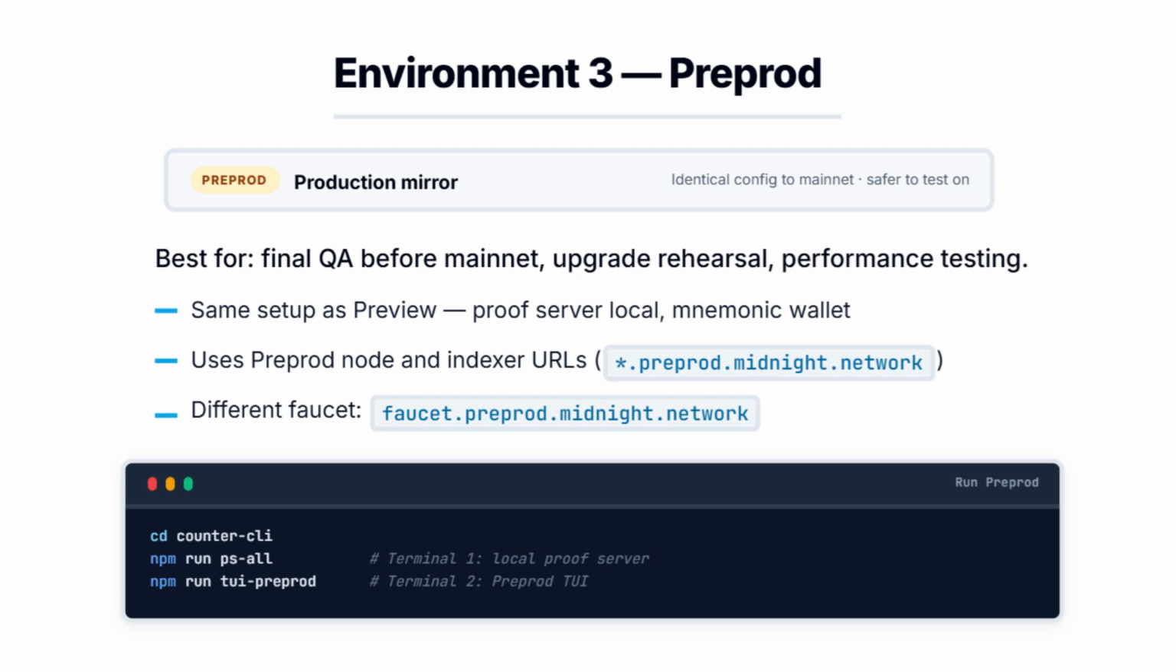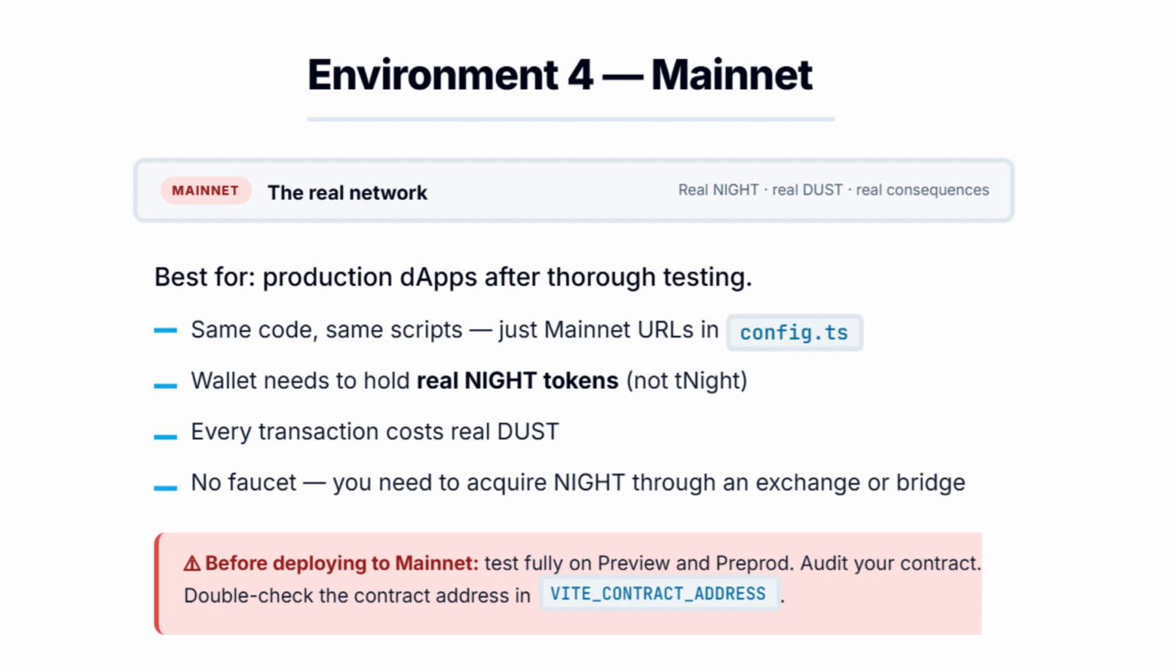Same pattern as preview. And environment 4, mainnet, the real thing. Same code, same script. The only difference is the URLs in config.ts and the fact that now you're playing with real night and real dust, real money, real consequences. There's no faucet. You acquire night through an exchange or a bridge. Every transaction costs real dust. Every deployment is permanent on a public chain where real users can see it. The template has a mainnet config entry in config.ts, but there's no default mainnet script. You would add that yourself, based on the existing ones.